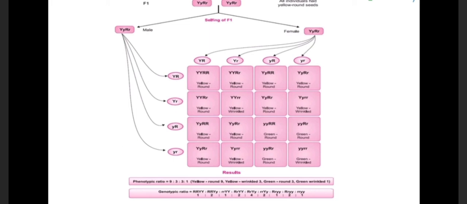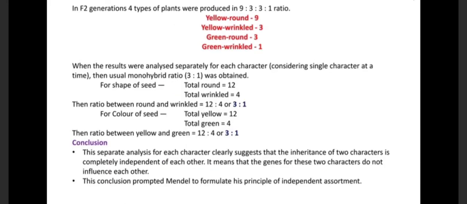And the genotypic ratio of the dihybrid cross will be 1:2:2:2:1:2:1:2:1. On the basis of these ratios, Mendel established his second law, called the law of independent assortment, which is based on the F2 ratio of the dihybrid cross. It means that the genes for these two characters do not influence each other. This conclusion prompted Mendel to formulate his principle of independent assortment.